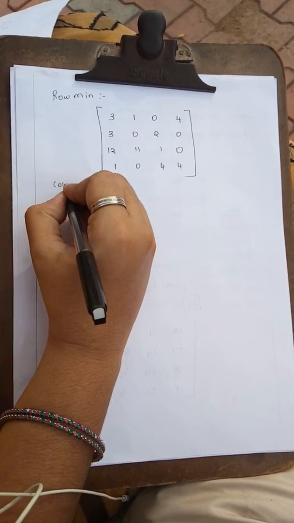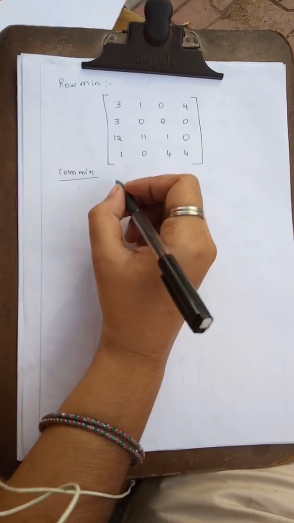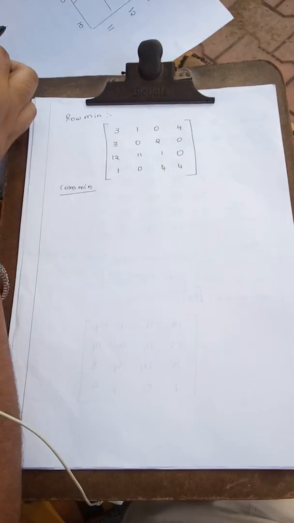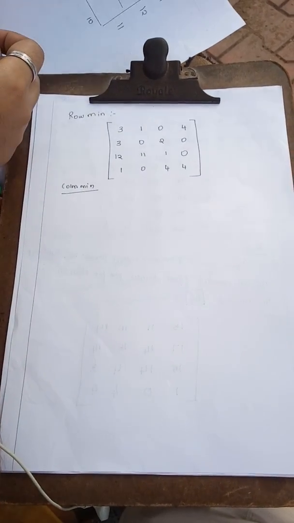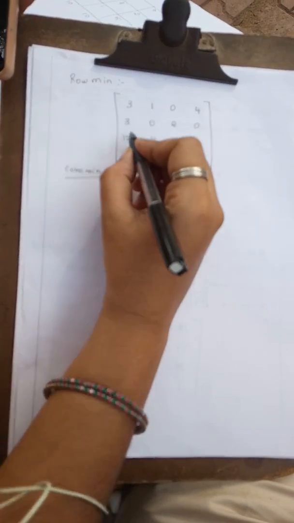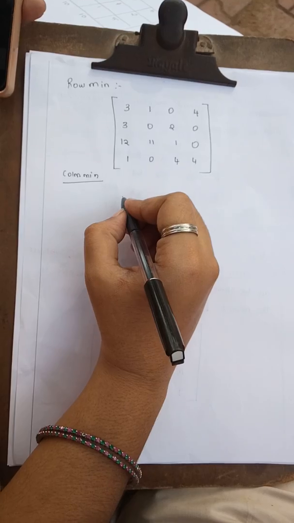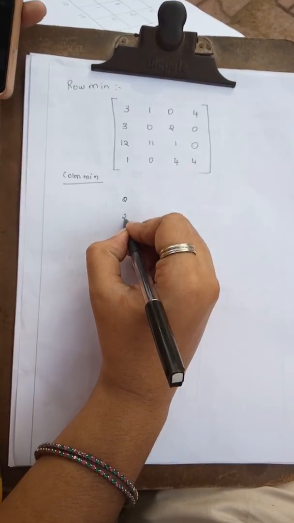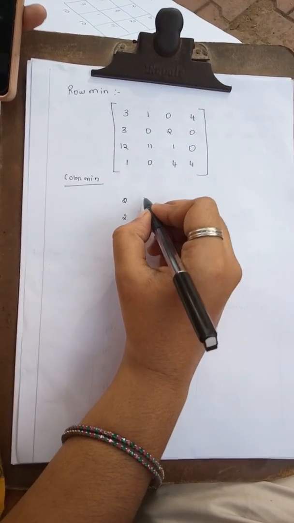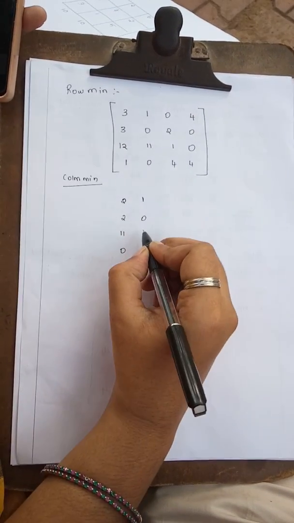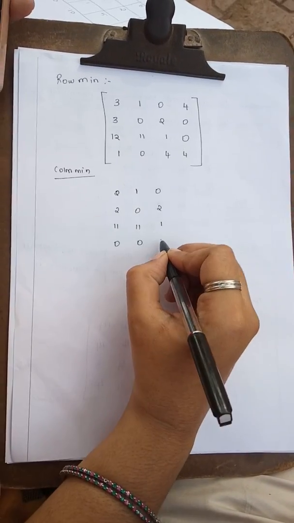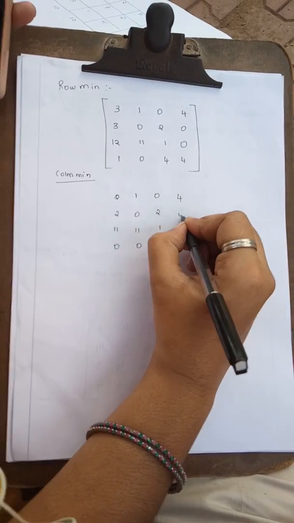Now column minimum. In the same way, check the minimum element in each column. The first column's minimum element is 1. So subtract 1 from all the elements in the first column. So next you will have 2, 2, 11 and 0. The next column has 0 as a minimum element, so no need to subtract, write it as is. The next will also have 0, so 0, 2, 1, 4. The next will have 4, 0, 0, 4.